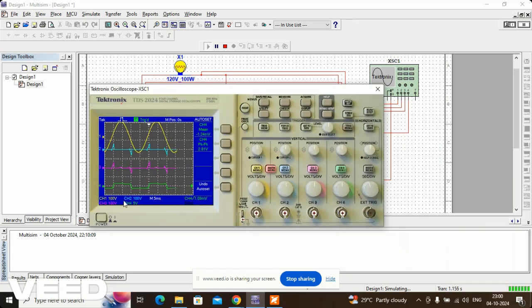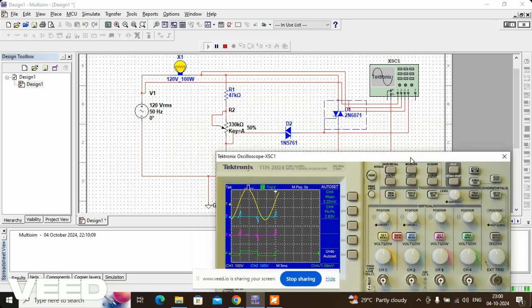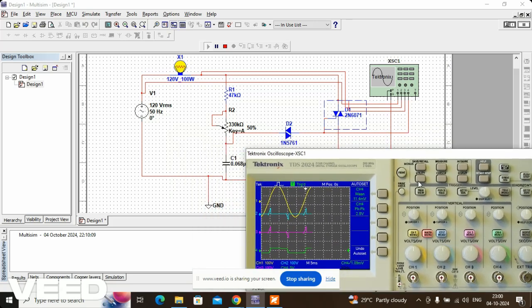So this completes the simulation regarding the triggering of Triac using a Diac. Thank you.